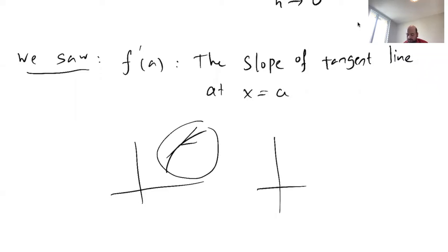So if the graph looks like this, the graph of the derivative has to be above the x-axis. But if the slope of the tangent line is negative like this, even if the original graph is above the x-axis, as long as the slope of the tangent line is negative, that means the derivative of the function will be below the x-axis because it will be negative.